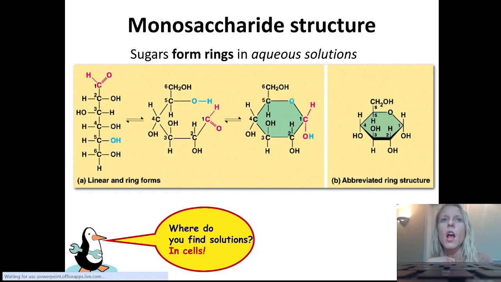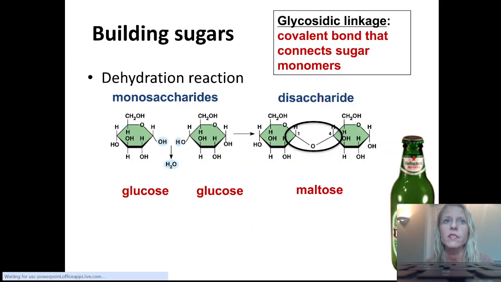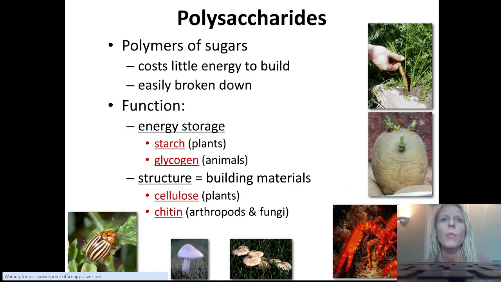Monosaccharide structure. Sugars form rings in aqueous solutions. We talked about dehydration reactions. Polysaccharides. So these are for energy storage. In plants, we use starch. In animals, we use glycogen. You need to know this.